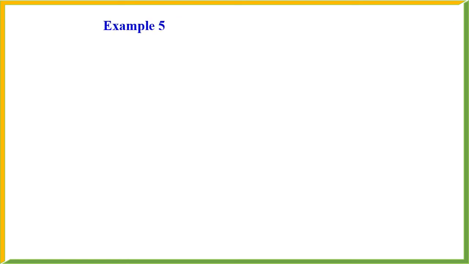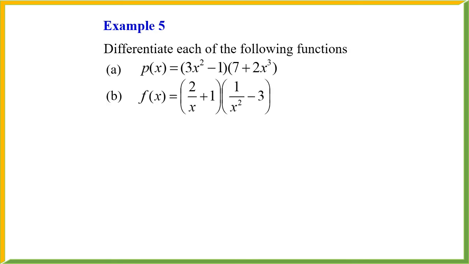So let's see some example. Find the derivative of each of the following functions: p(x) equal to 3x squared minus 1 all multiplied with 7 plus 2x cubed, and then f(x) equal to 2 over x plus 1 all multiplied by 1 over x squared minus 3. So usually you guys will have to expand everything and then differentiate, right? So if we want to skip the expansion method, what we can do is to label it as two terms, two functions, or two expressions.